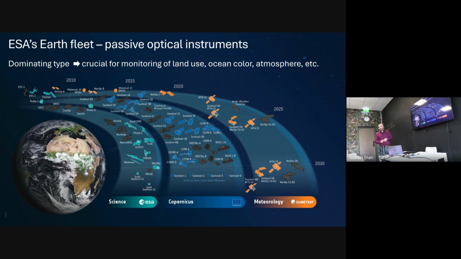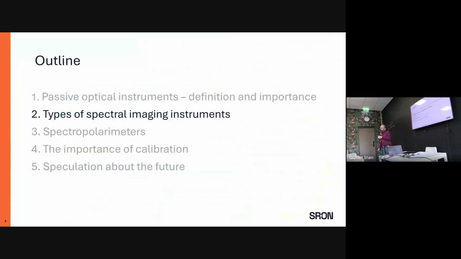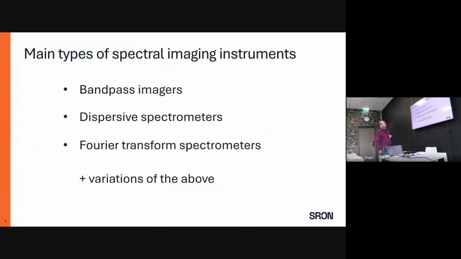Now, I would like to go into the biggest group of instruments, which are spectral imagers. So that's everything which gives you both a spectrum and an image on the ground. And there are three big types. So one is bandpass imagers, one is dispersive spectrometers, and then we have Fourier transform spectrometers. And most other instrument types are variations of those. And there are a few more niche cases. I will not talk about them, but usually you will hit one of those three.